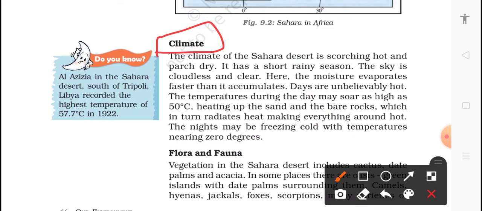They are unbelievably hot, and the temperature during the day can be as high as 50 degrees Celsius, heating up the sand and the bare rocks, which radiate heat, making everything around hot. The night may be freezing cold with the temperature near 0 degrees. So in the Sahara Desert, days are extremely hot and at nighttime the temperature goes down.